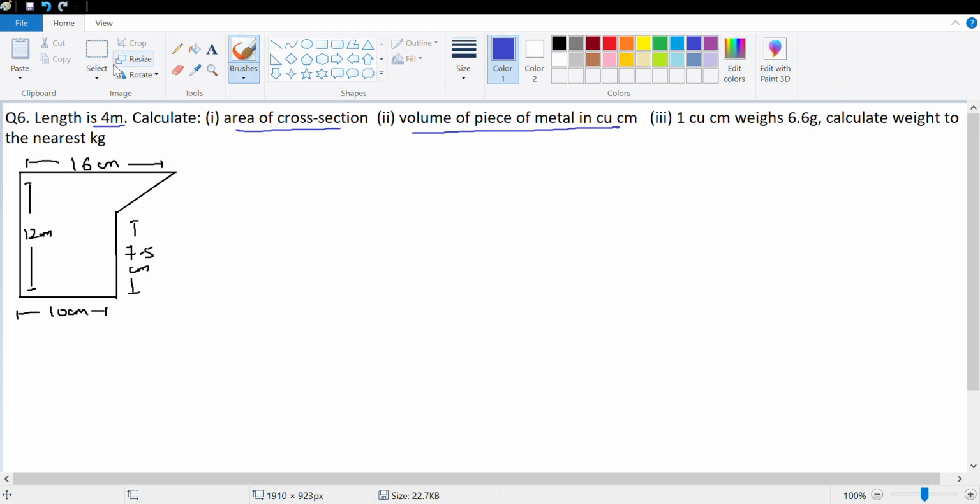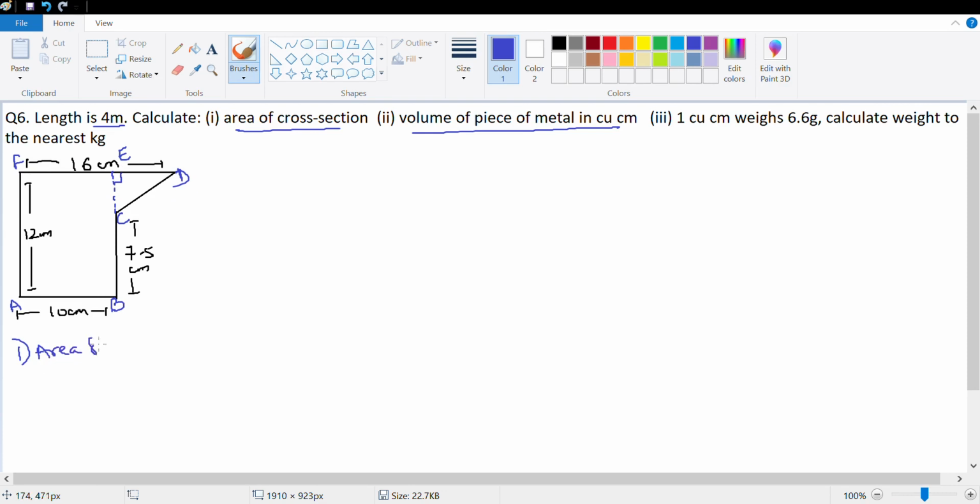Perfect. So let's just draw a line to divide this here. Let's just divide this to give us a uniform solid. So this is A, B, C, D, E, F. The area would be equal to the area of the rectangle ABEF plus area of triangle ECD. So let's just write that down.